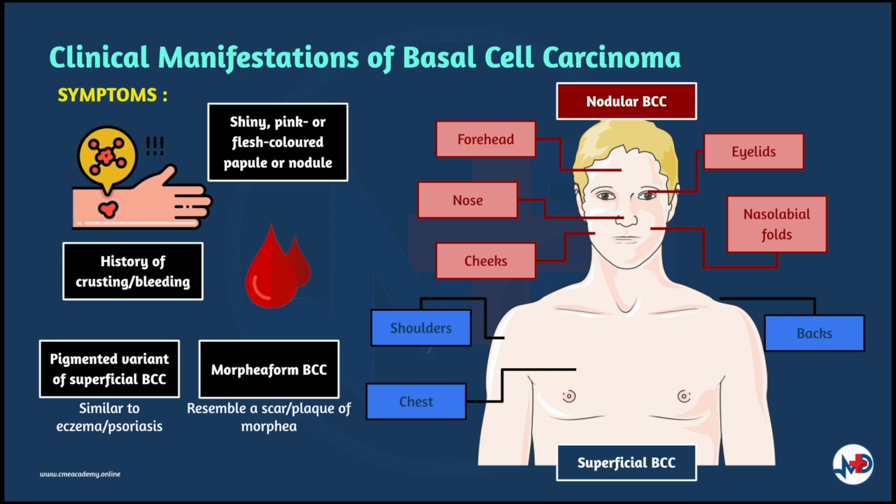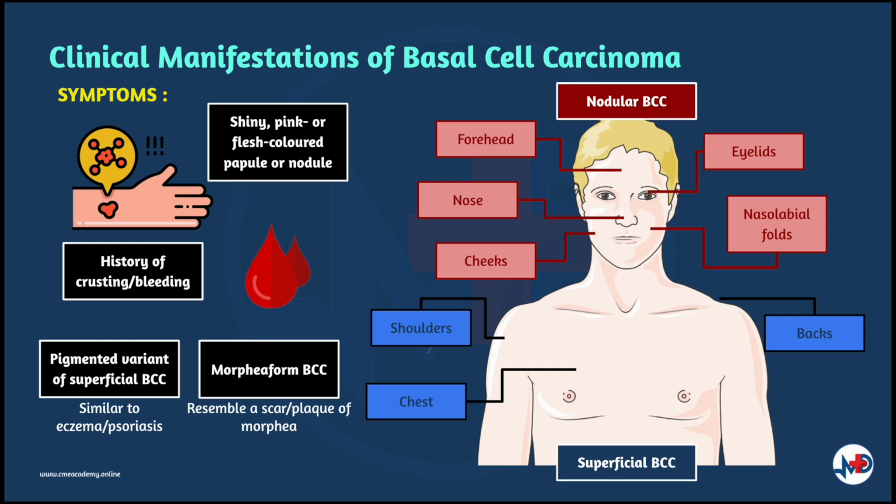Nodular basal cells are normally found on the face, including nose, cheeks, forehead, nasolabial folds, and eyelids. There might be a history of crusting and recurrent bleeding as well. Superficial basal cell carcinomas are found on shoulders, chest, or back and often have multiple lesions. There are also pigmented variants of superficial basal cell carcinoma which are similar to eczema or psoriasis.